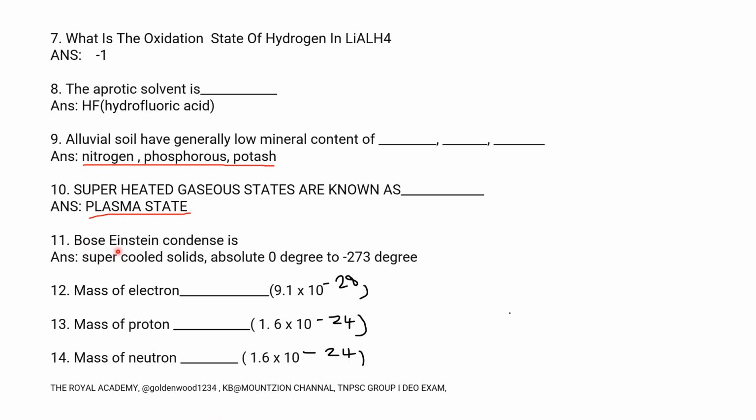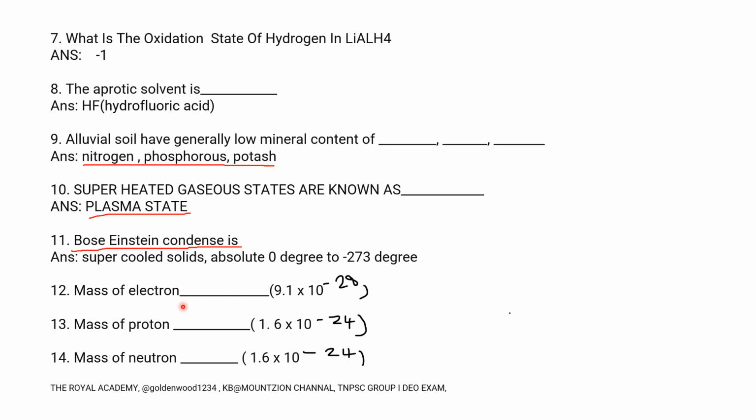And next one, Bose-Einstein condensate. What does Bose-Einstein condensate mean? It is supercooled solids, between absolute 0 and minus 273 degrees. What is that called? Bose-Einstein condensate. This is also a very important question in TNPSC. So what is that? Supercooled solids, its temperature is between 0 and minus 273.